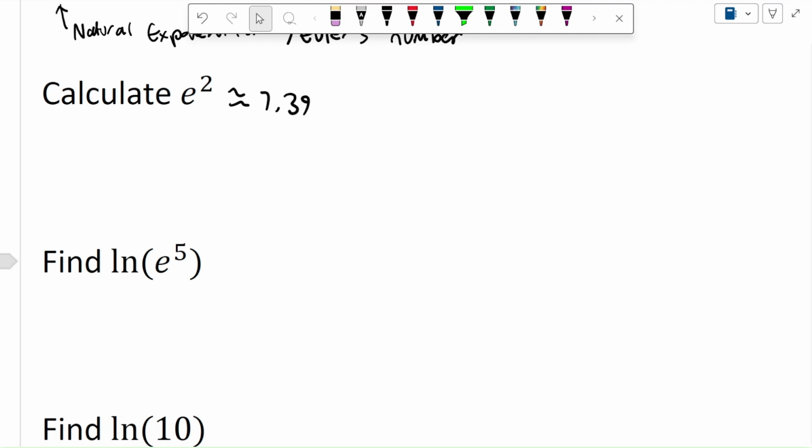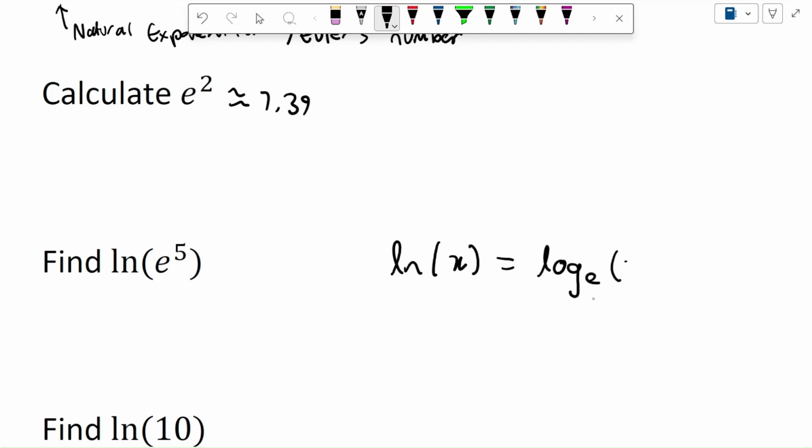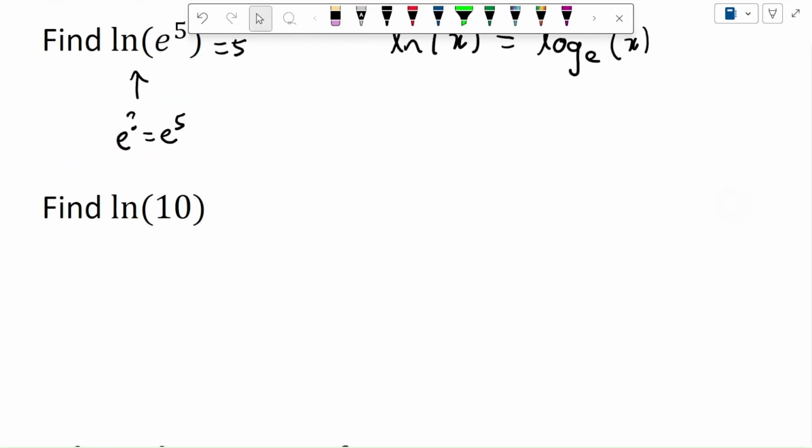We also have natural logs. So ln of a number, this is just log in base e of that number. That's what ln means. So ln of e to the 5 would be 5, because you'd be asking the question, e to the power of what gives you e to the 5? So, well, yeah, the answer is 5.